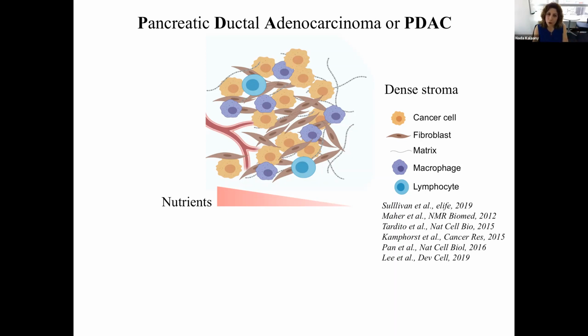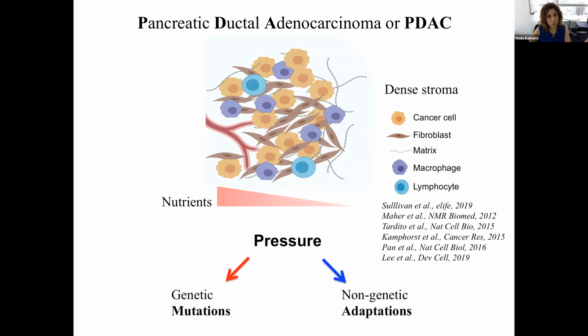However, we are really not sure whether these two processes are sufficient for PDAC to survive and grow aggressively under these nutrient-deprived conditions. So this was the basis of our project. So we tend to think that under such harsh conditions, nutrient deprivation, the cancer cells are perhaps under high pressure, which leads them to acquire genetic mutations and, or, it's not mutually exclusive, acquire non-genetic adaptations to deal with this nutrient deprivation and adapt to it and grow.